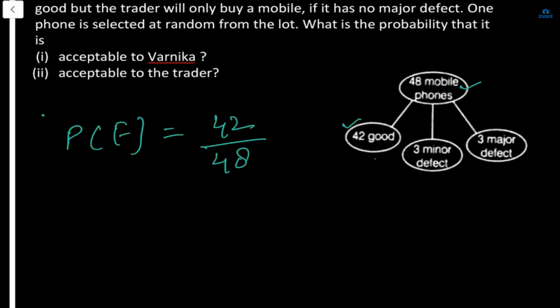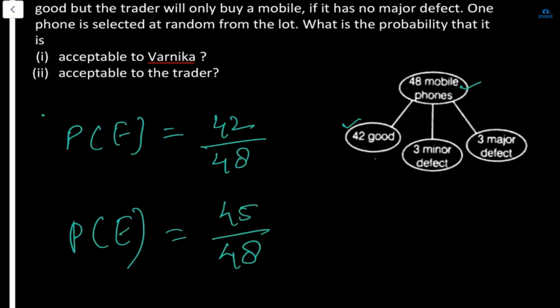Now probability of an event that the phone will be accepted by the trader will be what? Here the trader will accept the 42 good ones and also the 3 with minor defect. So 42 plus 3 will be what? 45. So here it will be 45 upon total possible outcome, that is 48. This is the probability that the phone will be accepted by the trader.